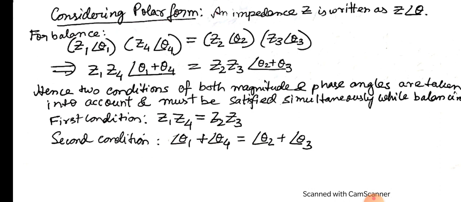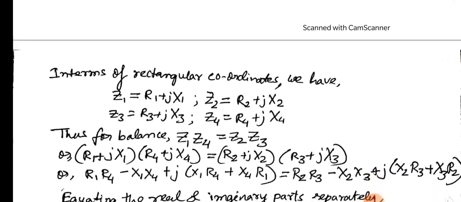So this is how we get the basic polar form, and these two conditions have to be satisfied separately. The first condition is Z1 Z4 equals Z2 Z3. The second condition is theta 1 plus theta 4 equals theta 2 plus theta 3, right? So this will be your equation.